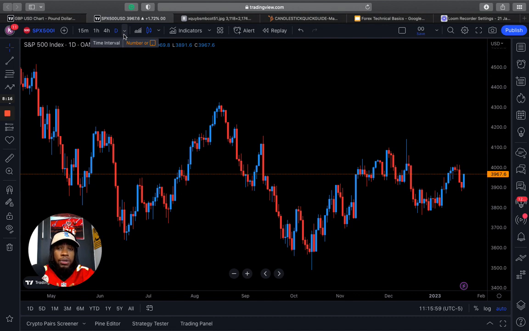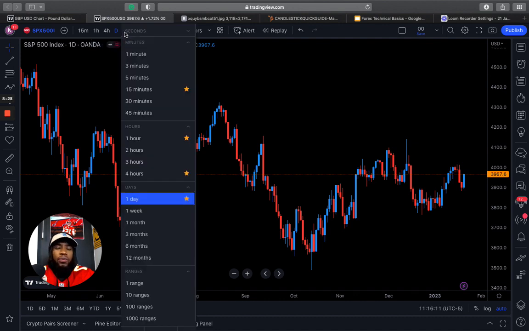You also want to have an understanding of what type of trader you are. Are you a swing trader? Are you a day trader? Are you a longevity trader, holding these trades for months on end? Are you a scalper, getting in and out really, really quick? What kind of trader are you?